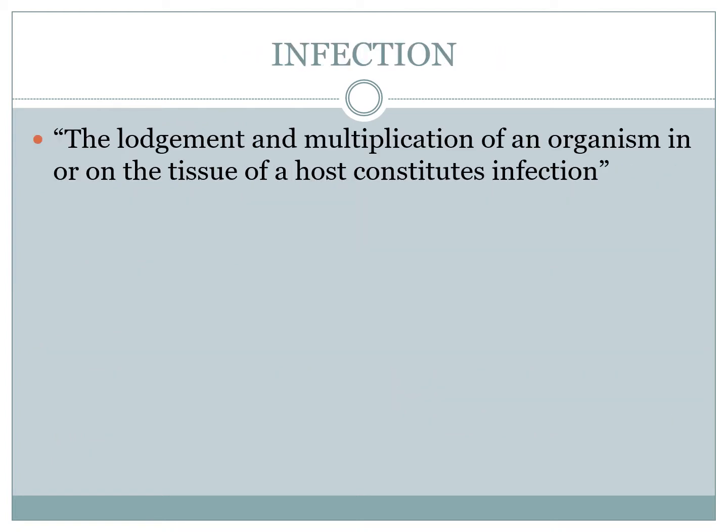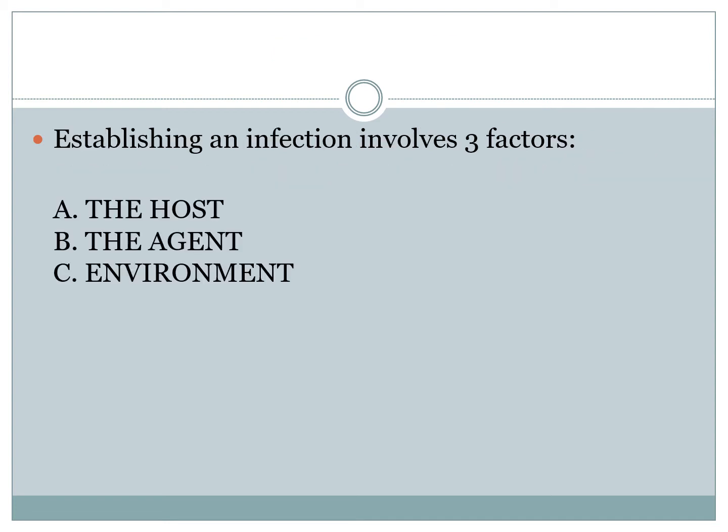What do you mean by infection? It's the lodgement and multiplication of organisms in or on the tissue of a host. So, what do you mean by osteomyelitis? Osteomyelitis is the inflammation of the bone marrow with a tendency to progression, involving the cortical plates and often the periosteal tissue. So, how will you establish an infection?